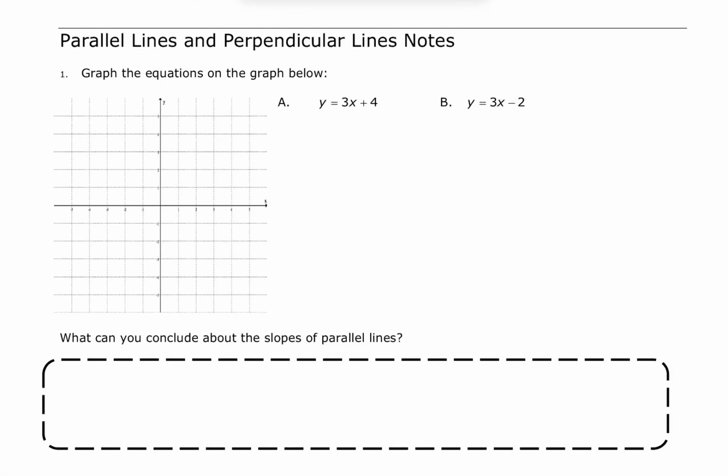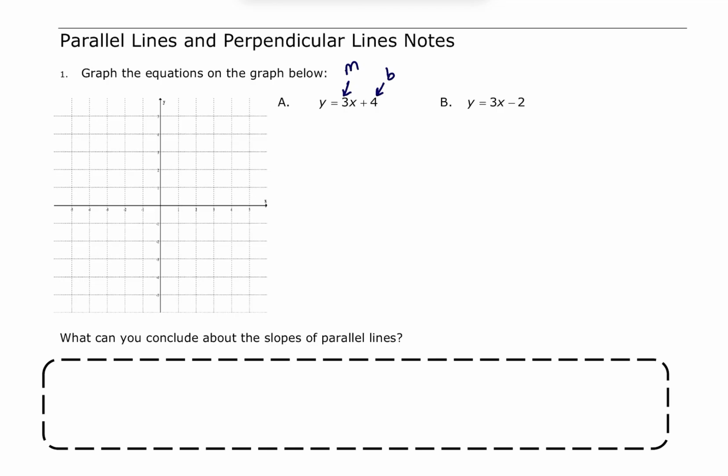Today we're going to talk about parallel and perpendicular lines, what that looks like for their equations and what that looks like for their slope. So if we graph these two equations, we have y equals 3x plus 4. 3 is our slope and 4 is our y-intercept.